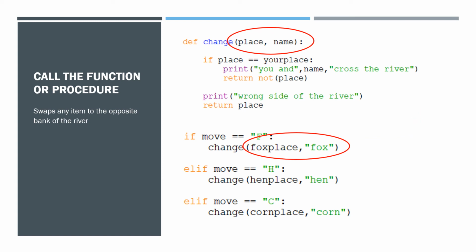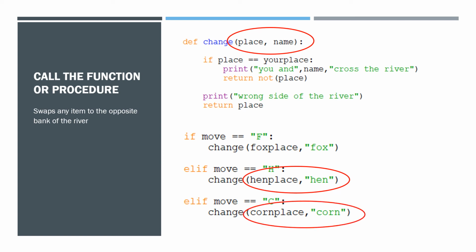And having done that, we can call the procedure again with the hen place and the word hen, or the corn place and the word corn. So we write the function once, but we call it three times with different parameters.